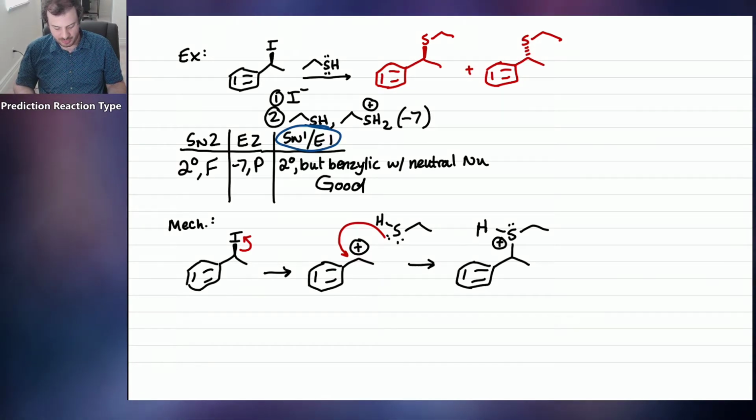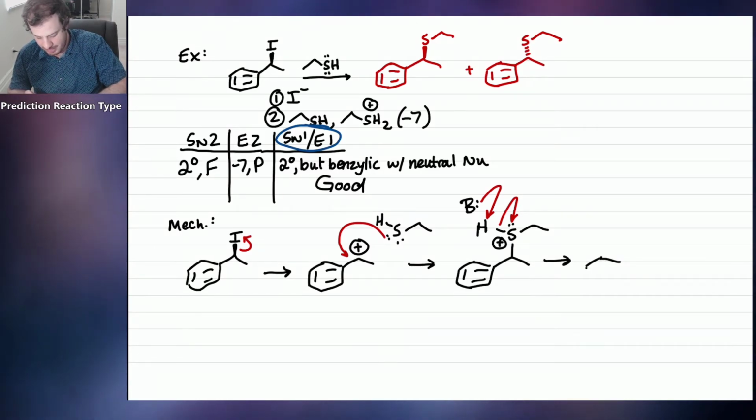And there's a product after nucleophilic attack. That sulfur has a positive charge because it's got a pesky proton on it. We can fix that with the final step of the SN1 reaction, which is an acid-base reaction. The base is going to come along. I'll just draw a generic base. Take that pesky proton away and lead us to our final product, which is the racemic SN1 product.